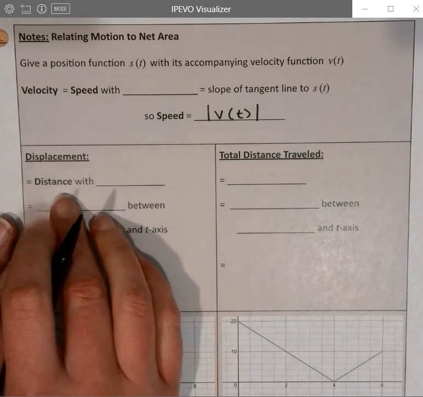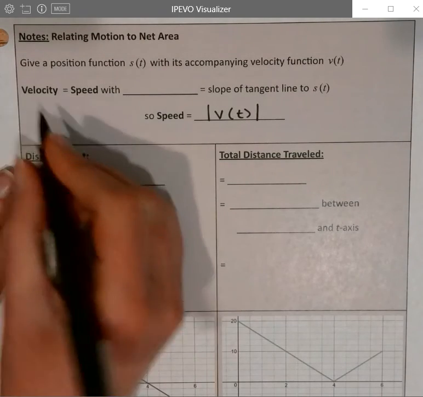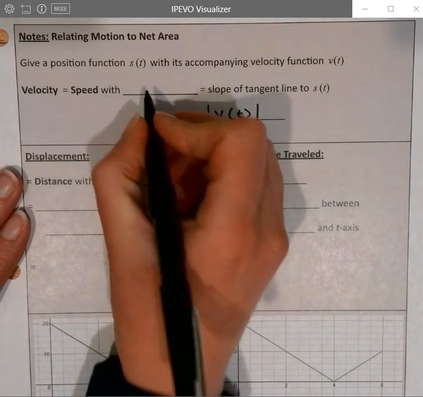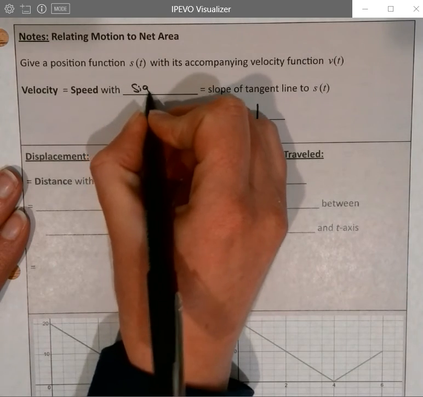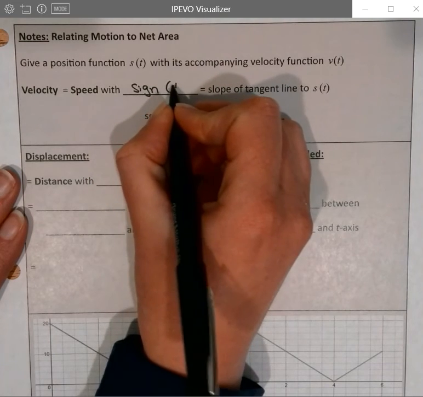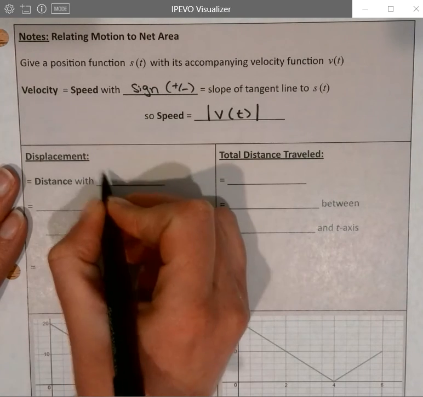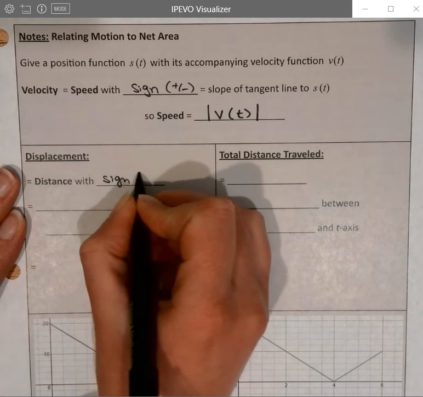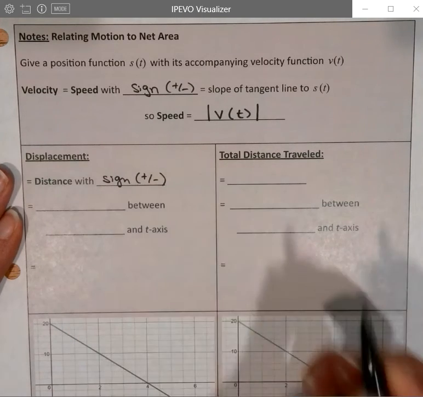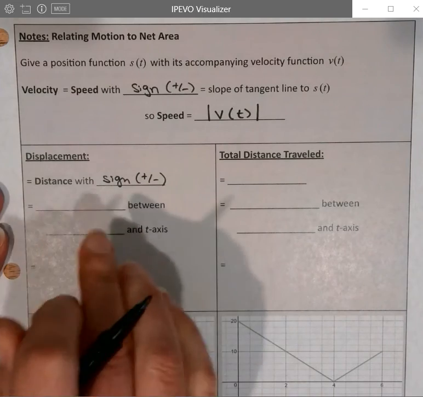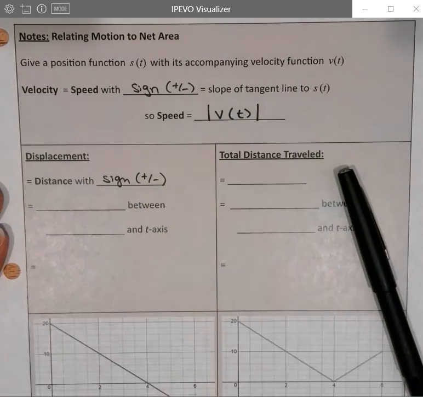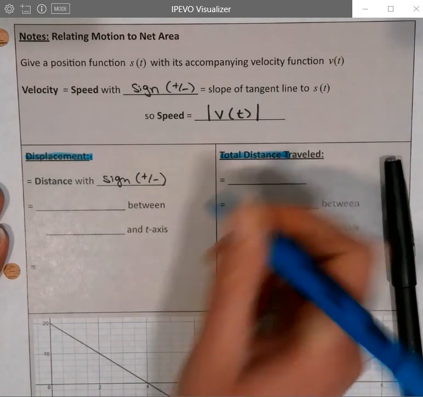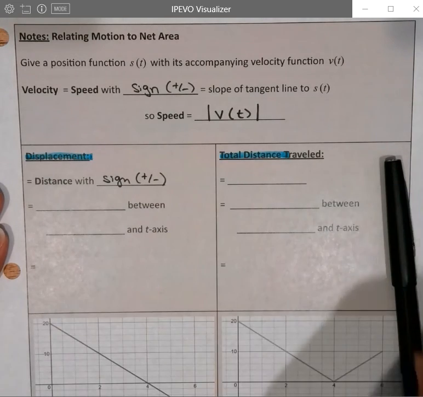So I think actually what they're looking for here, sorry, I just realized that velocity is speed with sign, so it can be positive or negative. And distance, or displacement, I meant to say displacement right here is distance with sign again. So it can be positive or negative. And so displacement versus total distance traveled, those are the two differences we're talking about.